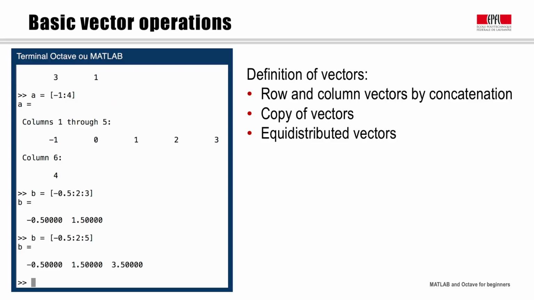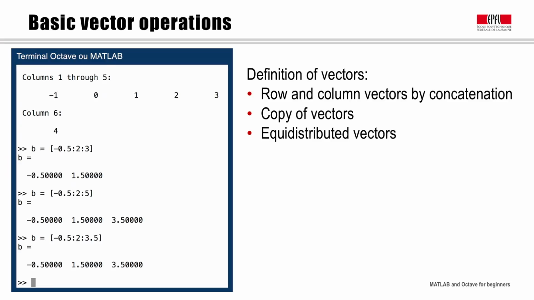It is not the last number, so it is not always reached. If I write that b is -0.5:2:3.5, I get exactly the same numbers. Each time here we redefined the variable b, so it's always a new one. Every time I do equal, the last variable b is overwritten by the new one.